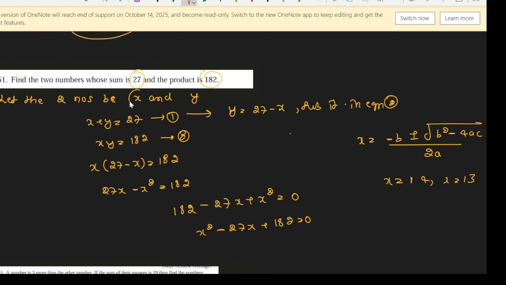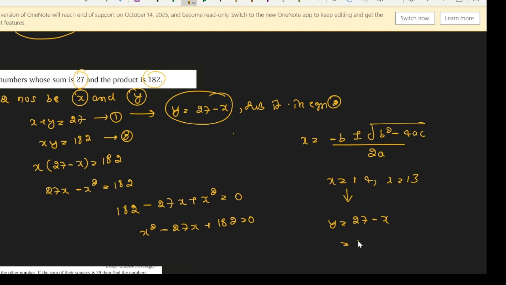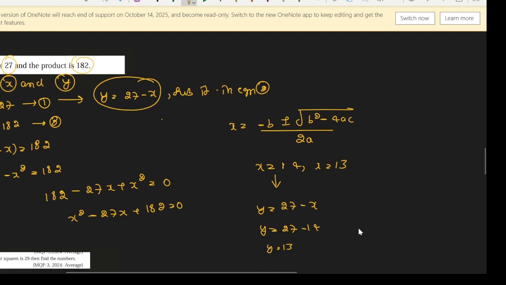Our assumption was x and y. So x is equal to 14 and x is equal to 13. Okay, x is equal to 14 and 13. If you get x is equal to 14, what is the value of y? See, from equation 1, y is equal to 27 minus x. So 27 minus 14 is equal to 13. So the answer is 14 and 13.